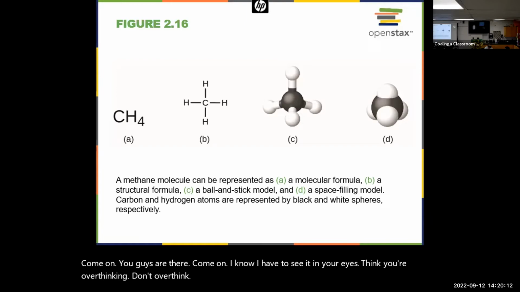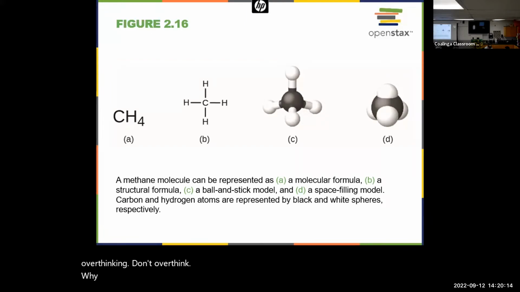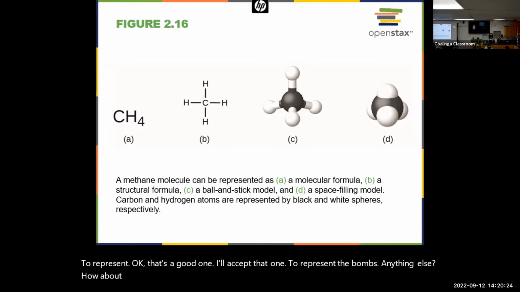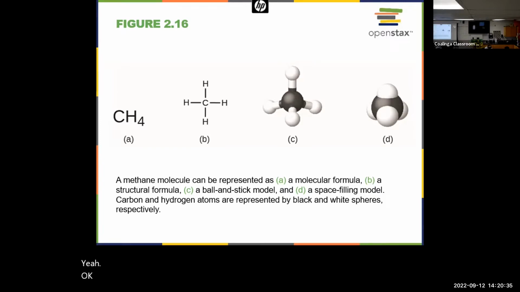To represent the bonds. Okay, that's a good one. I'll accept that one. To represent the bonds. Anything else? How about its structure, right? One was a house and one was a stop sign. Yeah. So we need to be able to recognize that there are structural differences between compounds.